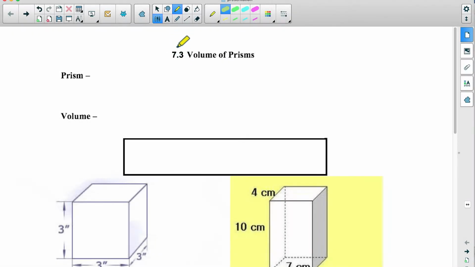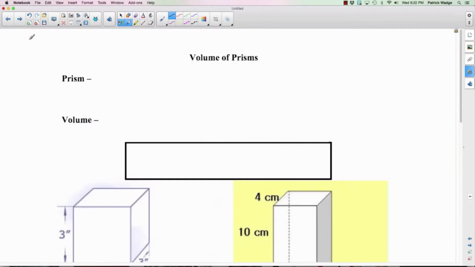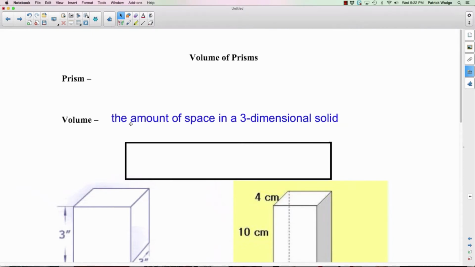Okay everyone, we're going to continue on with section 7.3 now, and we're going to continue on with volume. So we're going to look specifically at volume of prisms today. I guess the first thing we better start with is telling you what a prism is and what volume is. What we're talking about with volume is the amount of space in a three-dimensional solid.